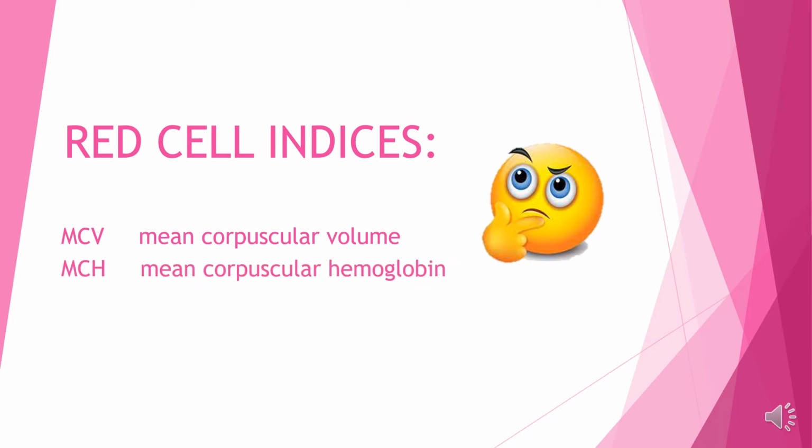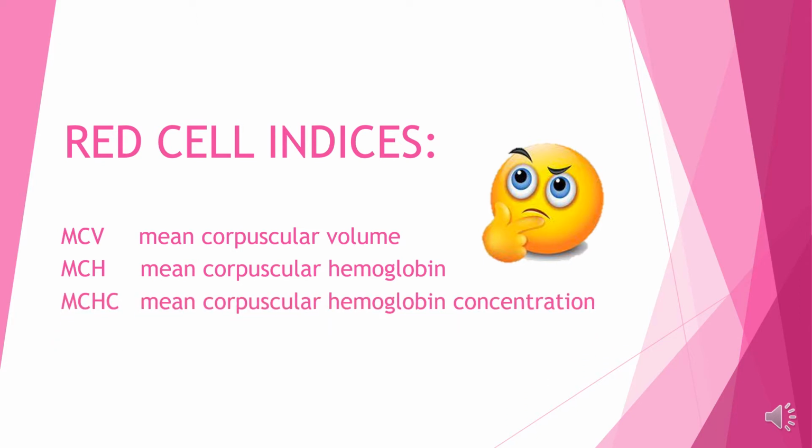Number two is the mean corpuscular hemoglobin, and it shows us the percentage or the amount of hemoglobin present in a single red blood cell. Number three is the MCHC, mean corpuscular hemoglobin concentration, and we get the value of MCHC by dividing the MCH by the MCV, so it is a ratio of the MCH to the MCV. In other words, MCHC is a measurement of the average amount of hemoglobin in the red blood cell compared to the average size of the red blood cell.